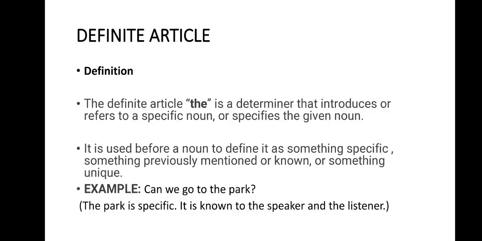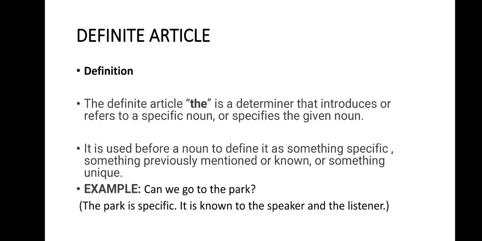Next is the second kind of article, that is the definite article. So here you all know the is the definite article. Let's read the definition together. The definite article the is a determiner that introduces or refers to a specific noun or specifies the given noun. It is used before a noun to define it as something specific, something previously mentioned or known, or something unique.